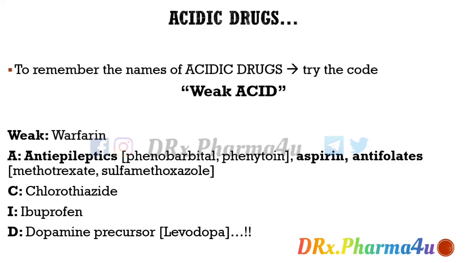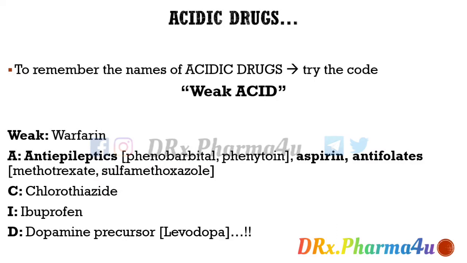Then we have aspirin. Aspirin is also a weak acid. It is also known as acetyl salicylic acid. It has dose-dependent indications. So it has antiplatelet activity also. It has anti-inflammatory activity also. Aspirin should never be used in a patient who is suffering from bronchial asthma or COPD as much as possible.